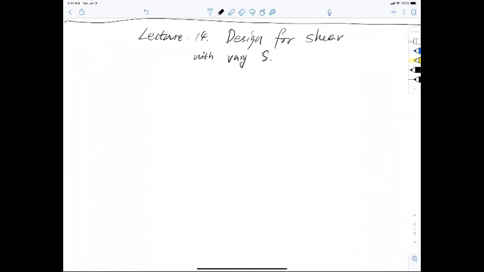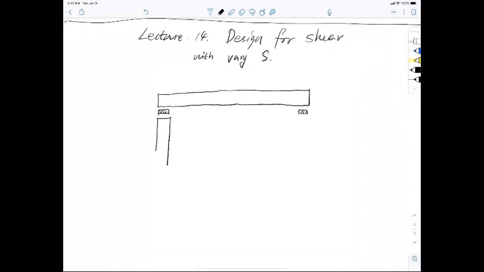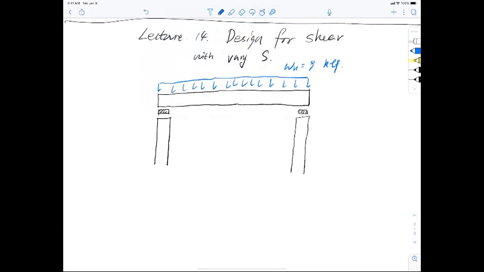So the problem is like this. I have a simply supported beam on top, and I have piers underneath it to support it. So here are my rubber pads, and here's my column on the left and column on the right, okay? And I have a distributed load. I call it omega U, and that is 9 kips per linear foot, okay? Omega U equal to 9 kips per linear foot, all right?